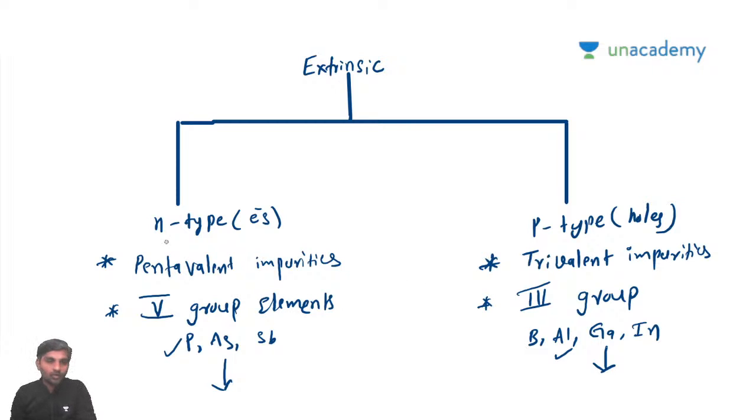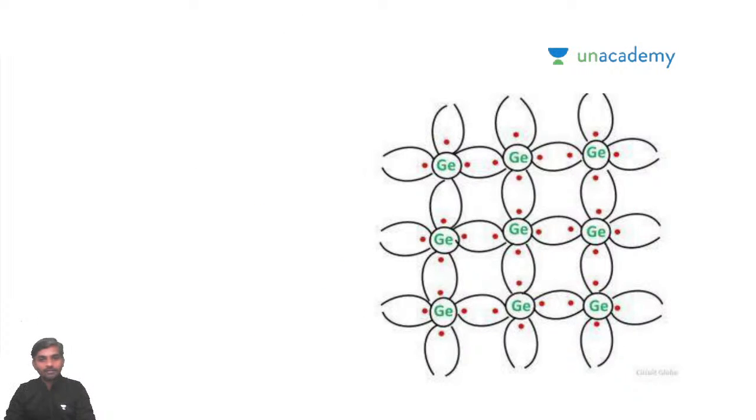Now we'll discuss in detail what an N-type semiconductor is. Consider this diagram. What do you mean by N-type semiconductor? Yes, you are right, Mr. Vijay. You can use boron, aluminium, gallium, and indium.